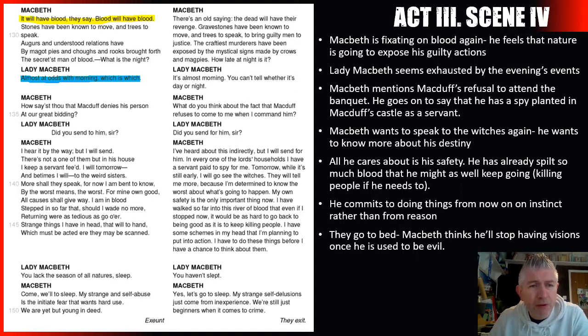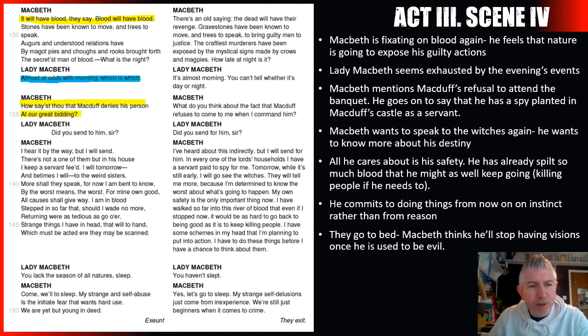Macbeth says, "How say'st thou, that Macduff denies his person at our great bidding?" Suddenly Macbeth brings in the idea of Macduff. Macduff is one of the noblemen, one of the other Thanes, the Thane of Fife, and he wasn't at the banquet. Macbeth is asking Lady Macbeth what she thinks about that. It's a strange thing for him to suddenly jump to in terms of what they have been talking about. She says, "Did you send to him, sir?"